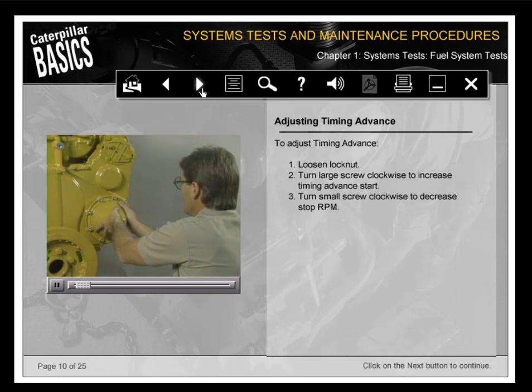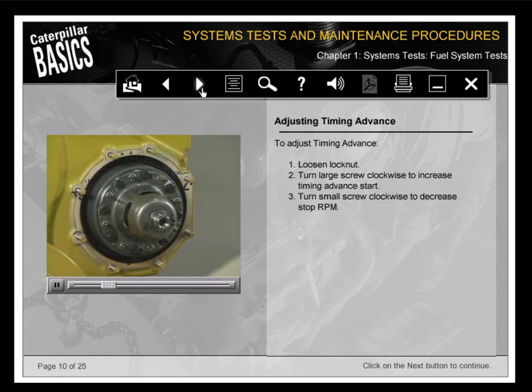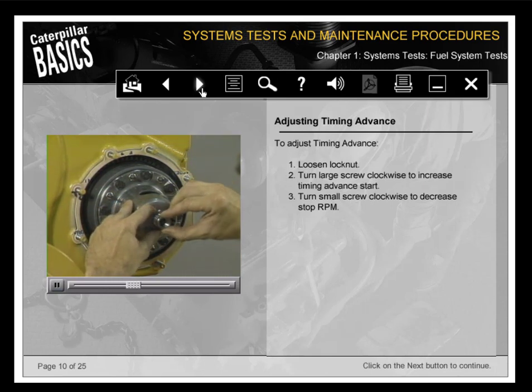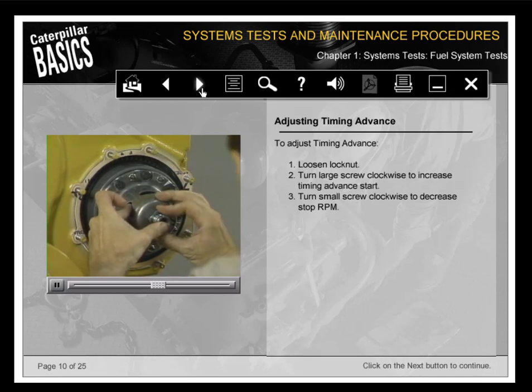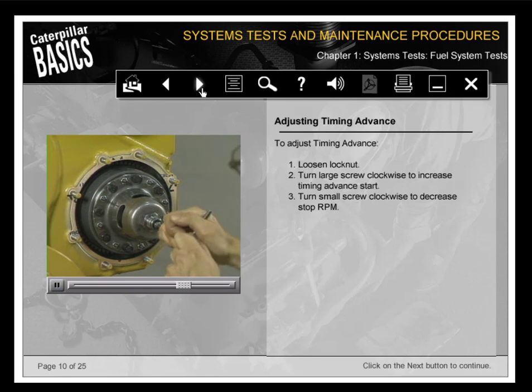To adjust the timing advance, remove the cover and loosen lock nut in the center of timing advance unit. To increase timing advance start RPM, turn large screw clockwise. To adjust timing advance stop, loosen smaller lock nut and turn the set screw. Turn it clockwise to decrease the stop RPM.